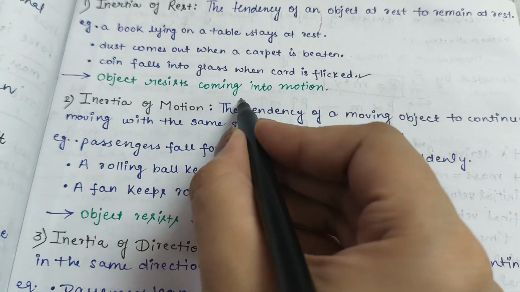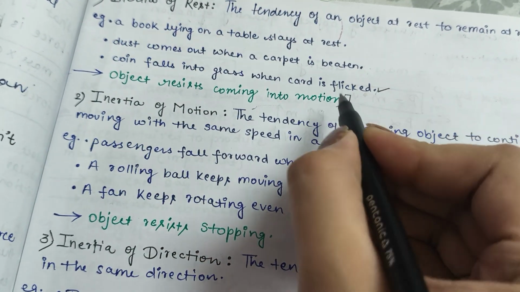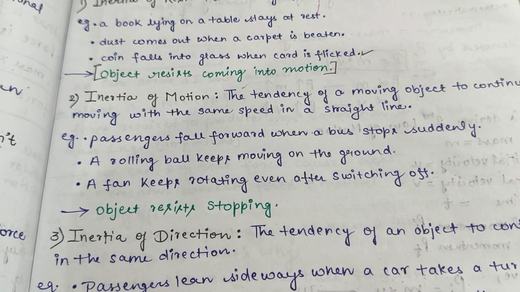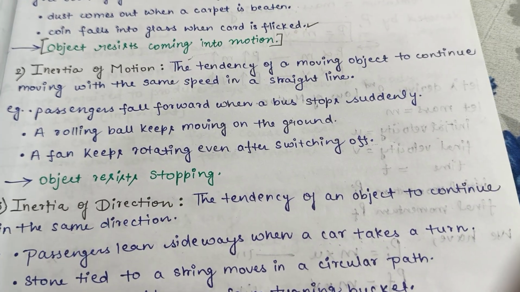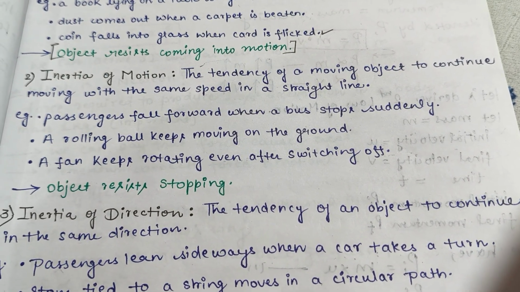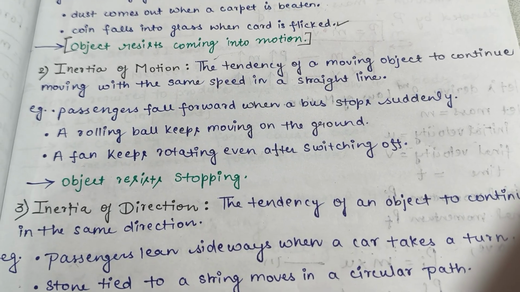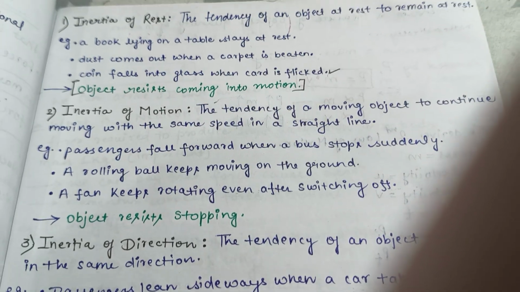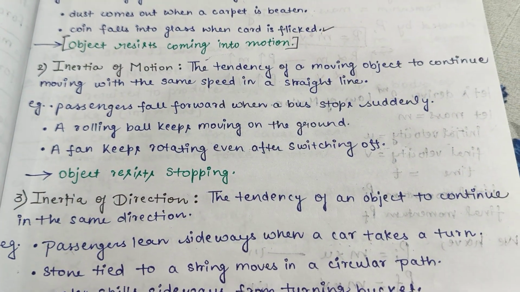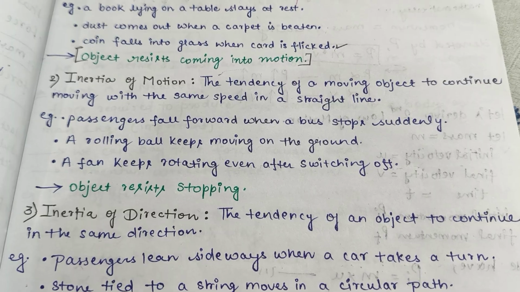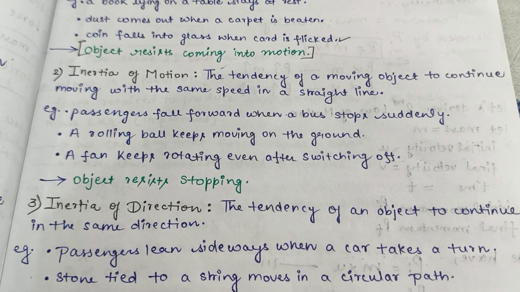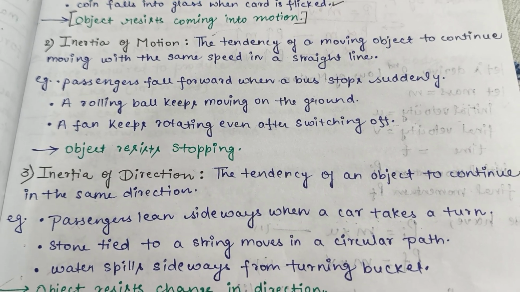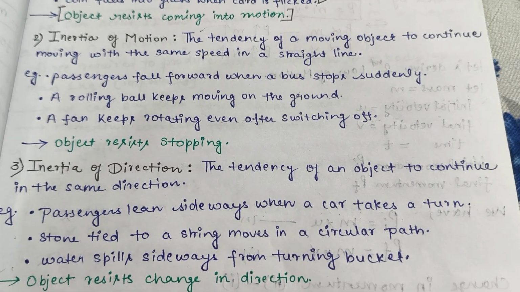So objects resist coming into motion. This is the main point. You should keep that in your mind. Now the second is inertia of motion. The tendency of a moving object to continue moving with the same speed in a straight line is the inertia of motion. Very simple, the exact opposite of the inertia of rest. The main point here is that the object resists stopping, coming to rest. So it is going to continue its motion until it is affected by an external force.